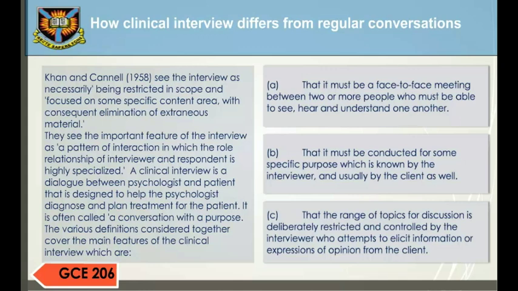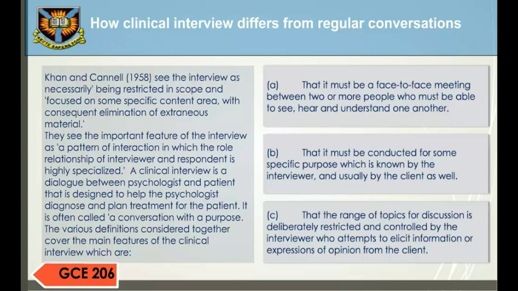They see the important feature of the interview as a pattern of interaction in which the role relationship of interviewer and respondent is highly specialized. A clinical interview is a dialogue between psychologist and patient that is designed to help the psychologist diagnose and plan treatment for the patient. It is often called a conversation with a purpose.